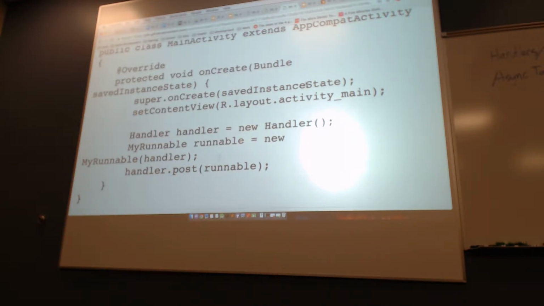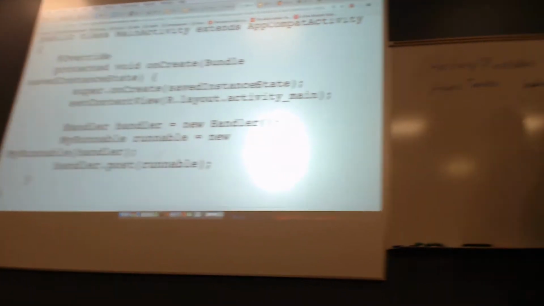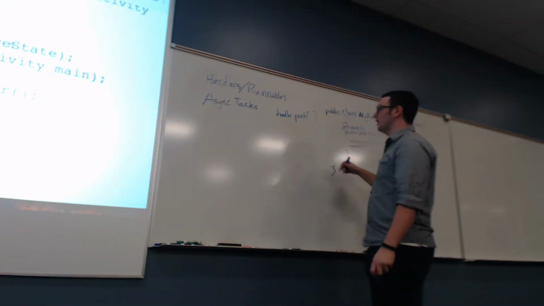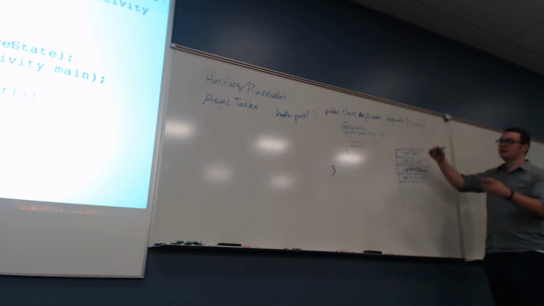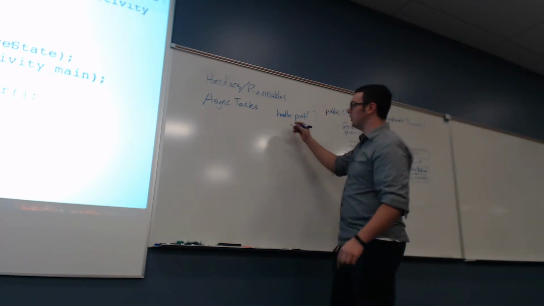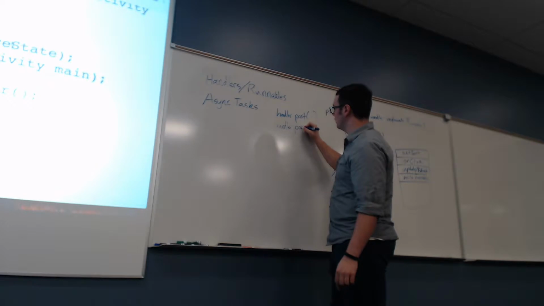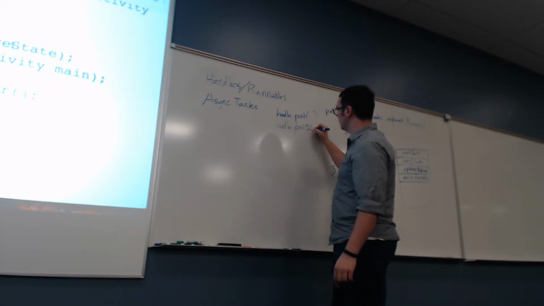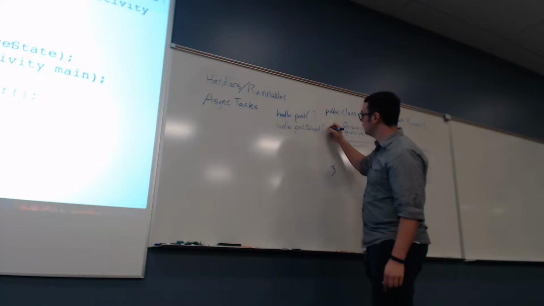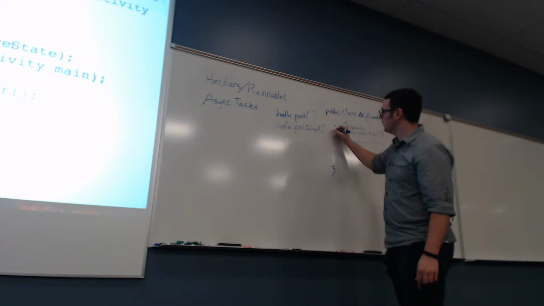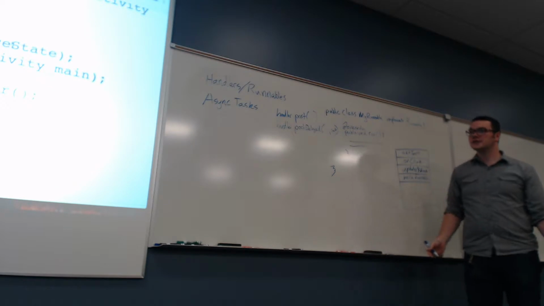So post is just, with handlers, you have two main ways you can do things. You have handler dot post, and this will run it at the top of the queue. It will just immediately say run this. And then you have handler dot post delayed. So run it after how many milliseconds?